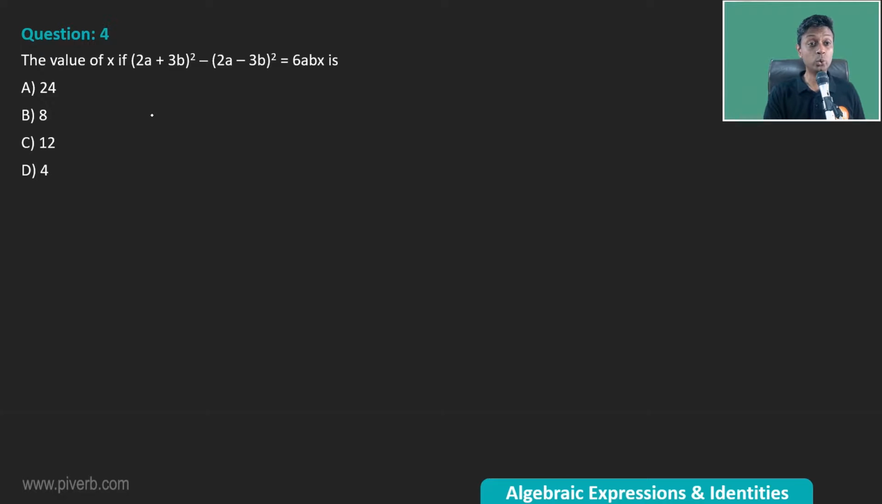The value of x if (2a + 3b)² − (2a − 3b)² = 6abx is, first of all, this is the form (a + b)², and this is (a − b)². Let's imagine how that works.